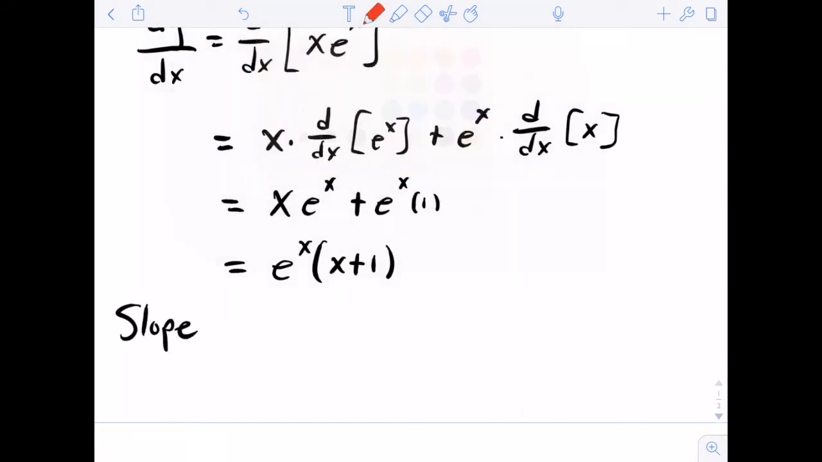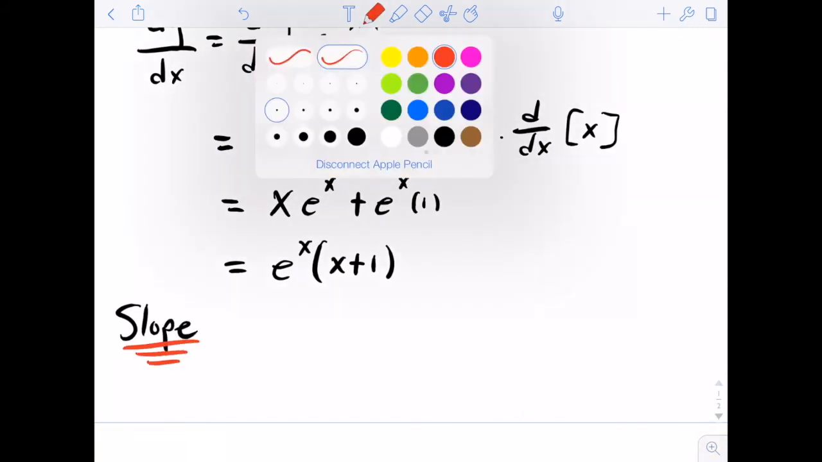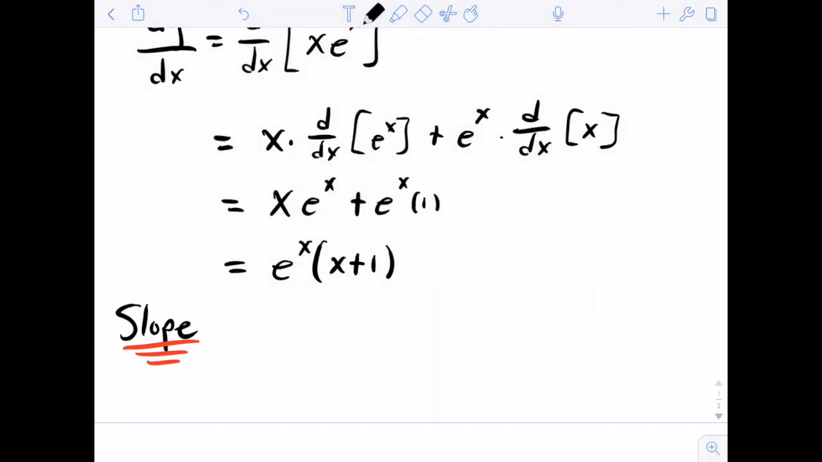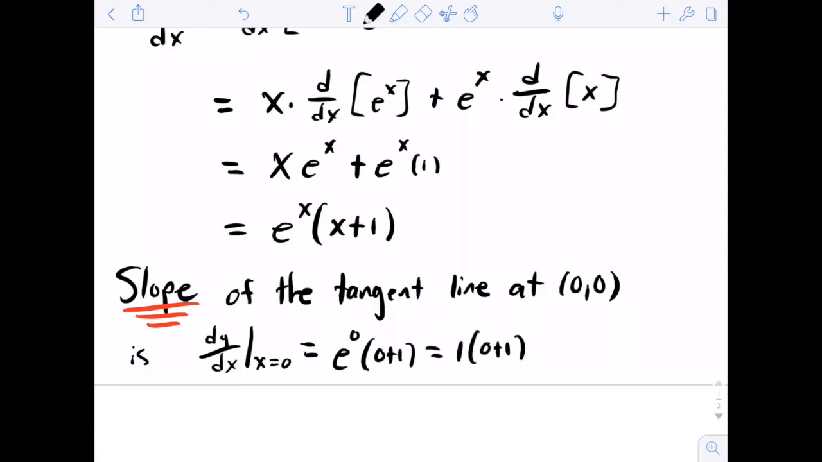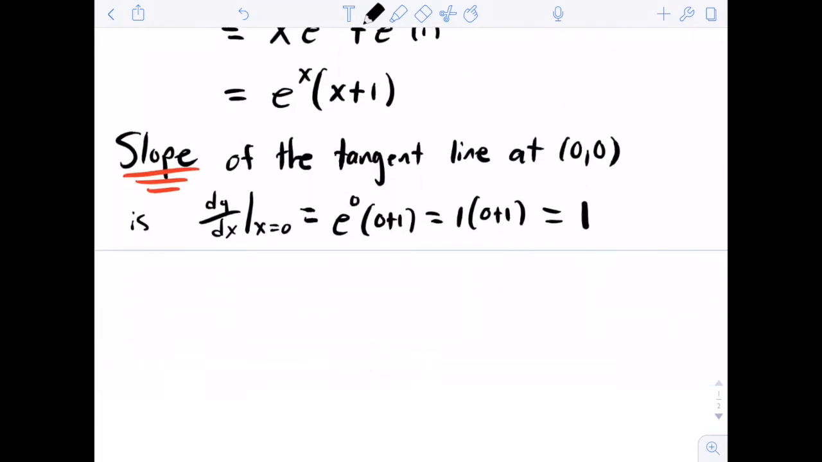So the slope, I'm going to highlight this. We're not getting the equation of the tangent line yet. We're only getting the slope. So the slope of the tangent line at the point (0, 0) is given by the derivative evaluated at the point where x equals 0. Plugging 0 in, we get e to the 0 times (0 plus 1). Remember, e to the 0 is 1, so 1 times (0 plus 1) is just 1. So the slope of our tangent line is 1 at the point (0, 0).